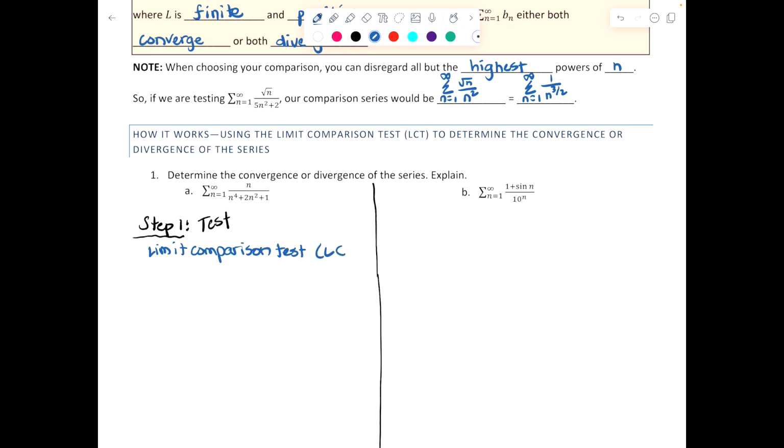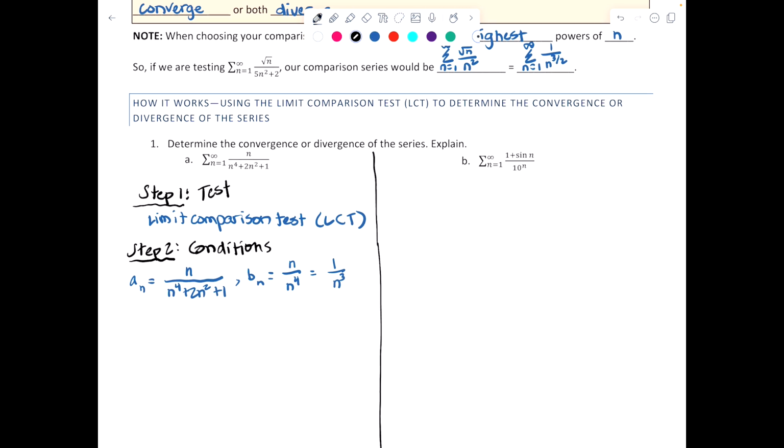Which we can just call LCT. Step 2, you'll like this part. Conditions. Okay, so let's just let A sub n be the given sequence, n over n to the 4th plus 2n squared plus 1, and then B sub n can be equal to n over n to the 4th, which is 1 over n cubed. Put that one in a summation, you'll get a convergent P series, right?